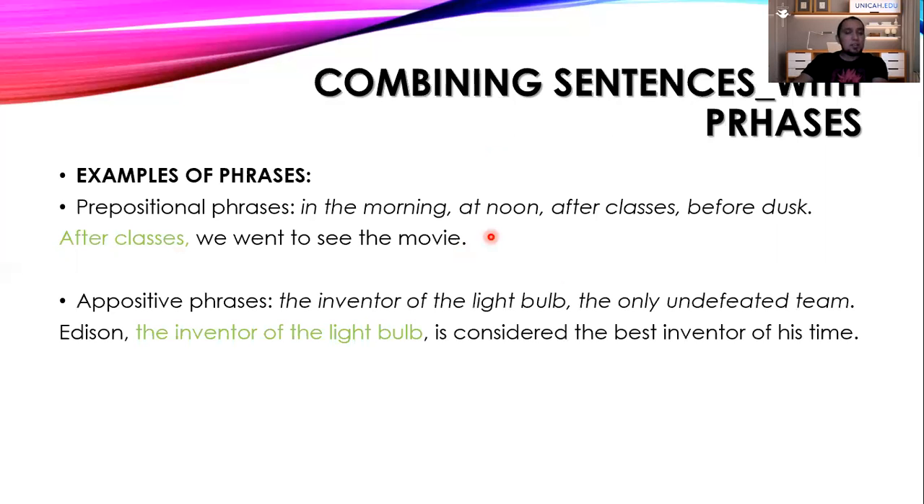Appositive phrases, remember that appositive phrases are the ones that identify the subject in a sentence. For example, the inventor of the light bulb or the only undefeated team. For example, Edison, the inventor of the light bulb, this is the appositive phrase, is considered the best inventor of his time.